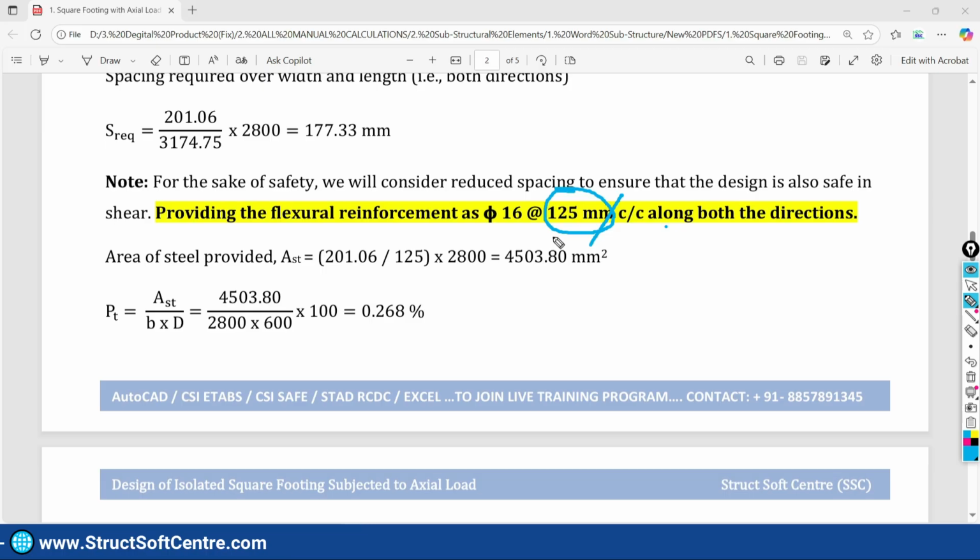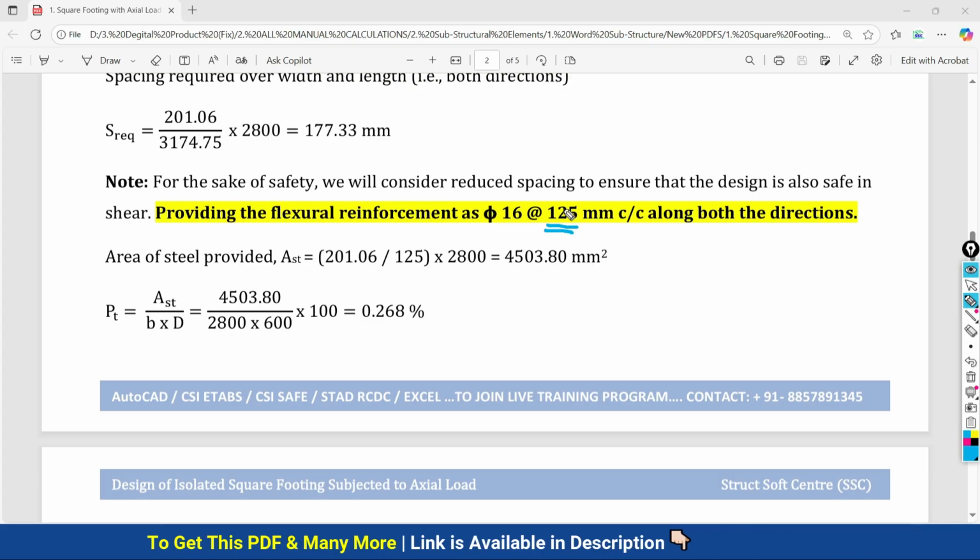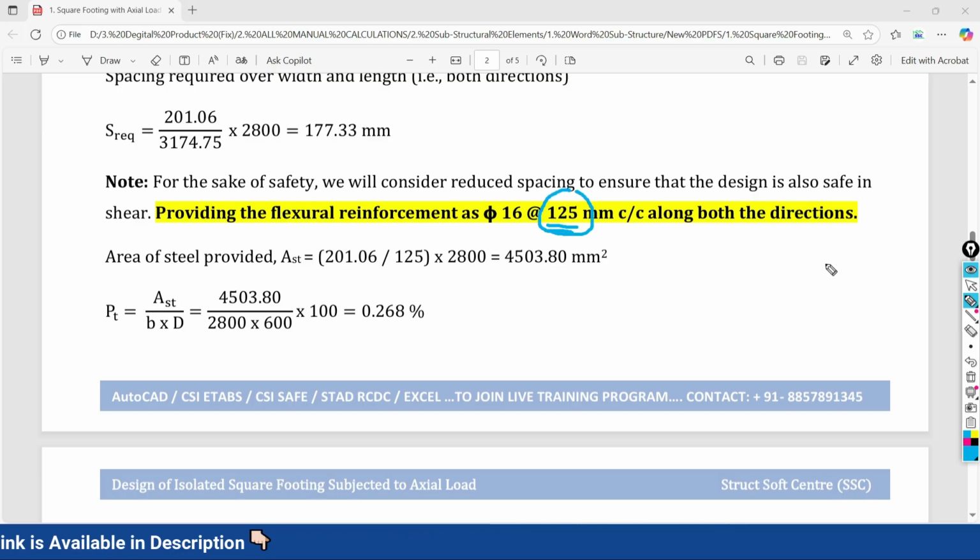But at the time of the shear design, if you choose the 175, that will definitely fail in one way shear. That's why we are going to provide the spacing as 125 mm center to center in both of the directions. Now as you have changed the spacing, obviously the provided area of the reinforcement is what? Increased. How? Have a look over this.